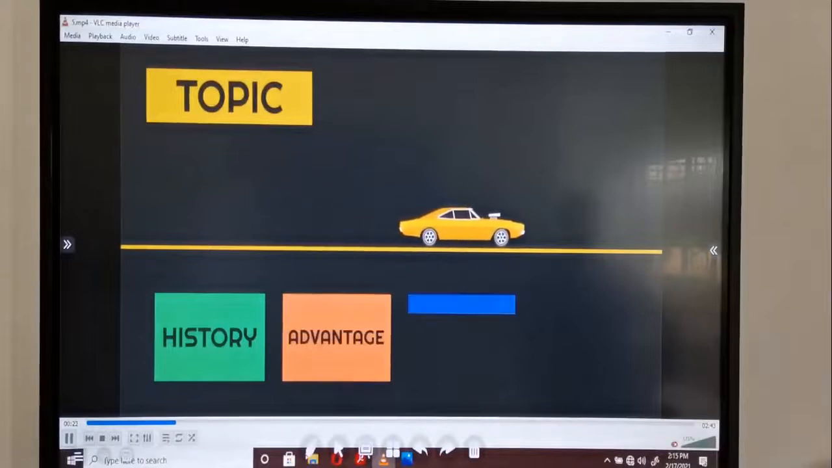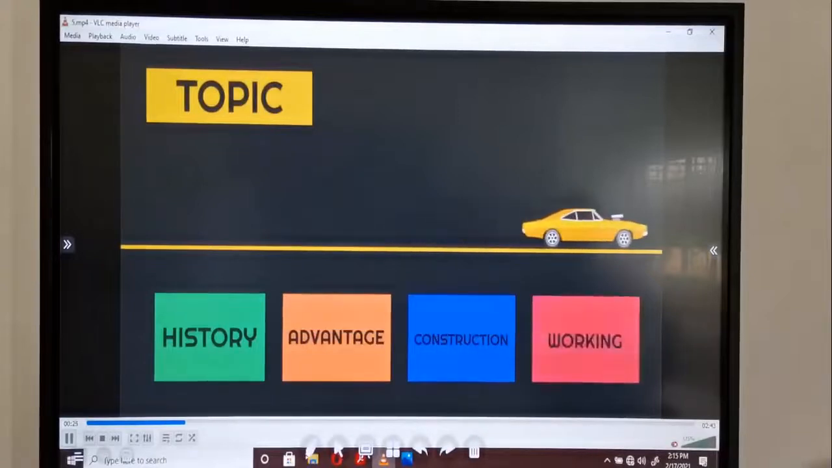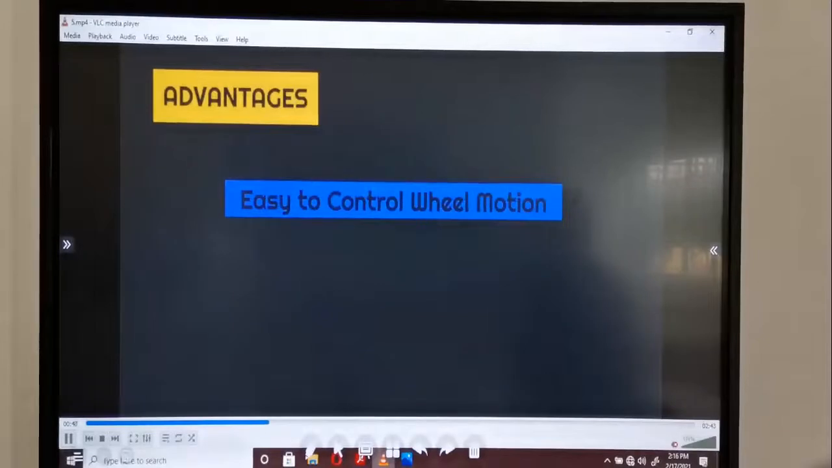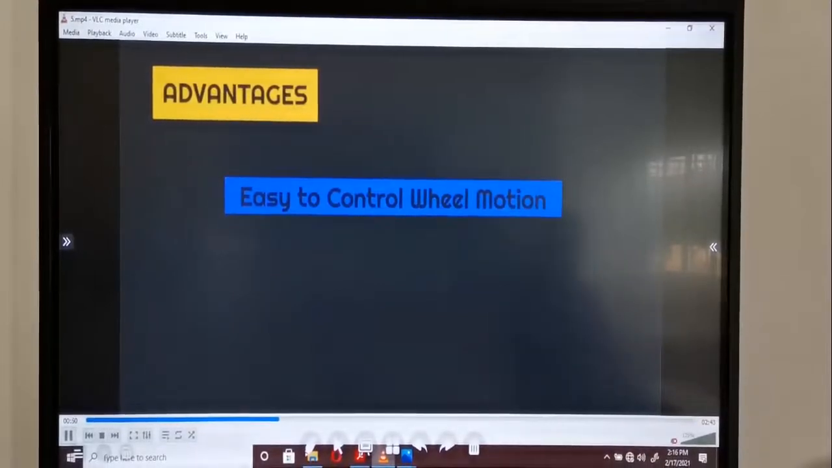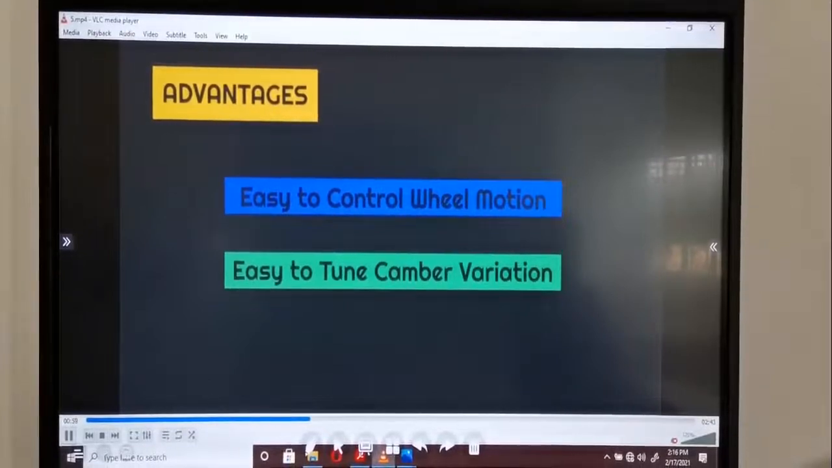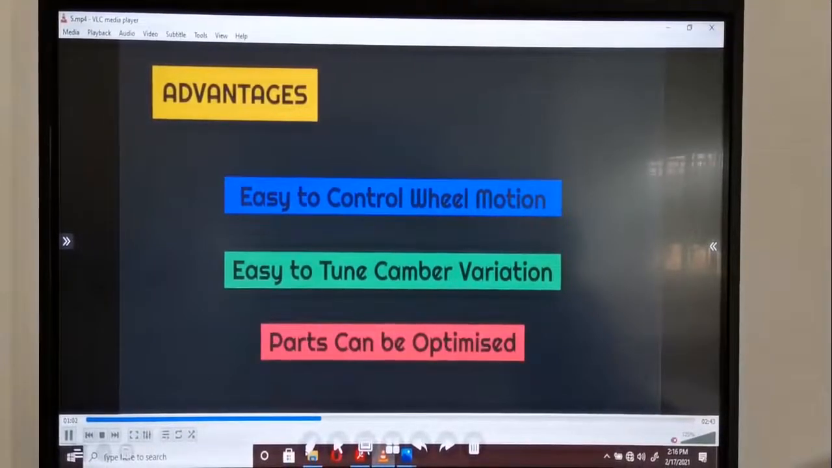So we study about the history, advantages, construction and working of the wishbone type arm. It was invented in 1930 by Citroën. This person found this wishbone type suspension. The advantages: easy to control wheel motion, easy to tune camber variation.